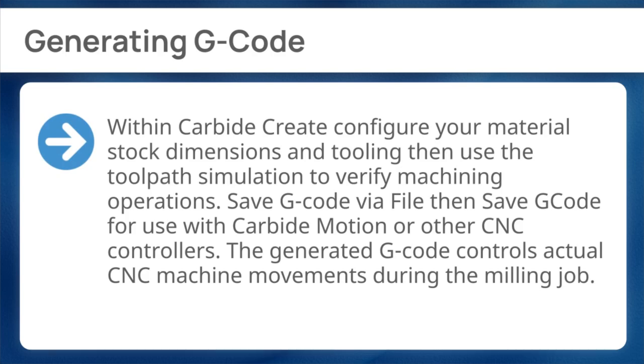Next, generating G-code within Carbide. Configure your material stock dimensions and tooling, then use the toolpath simulation to verify machining operations. Save G-code via File, then Save G-code for use with Carbide Motion or other CNC controllers. The generated G-code controls actual CNC machine movements during the milling job.